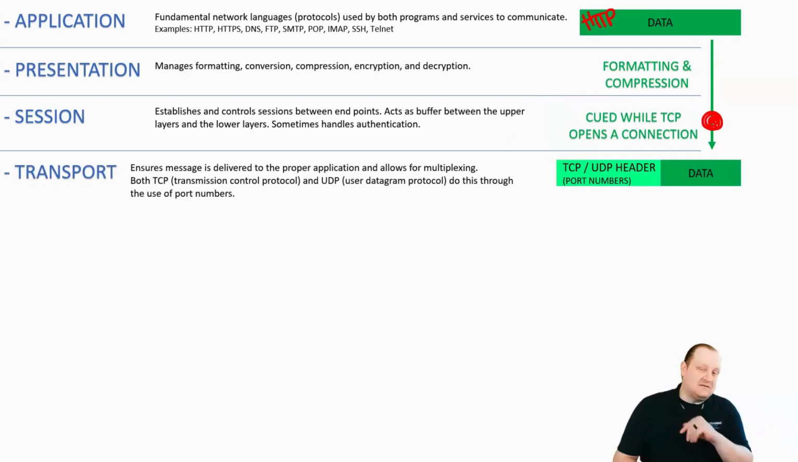So TCP says we're good to go. Send it down to the next layer, transport. At this point, we're going to encapsulate. We're going to add a header onto the front of that message. We're taking our letter and putting it in an envelope.